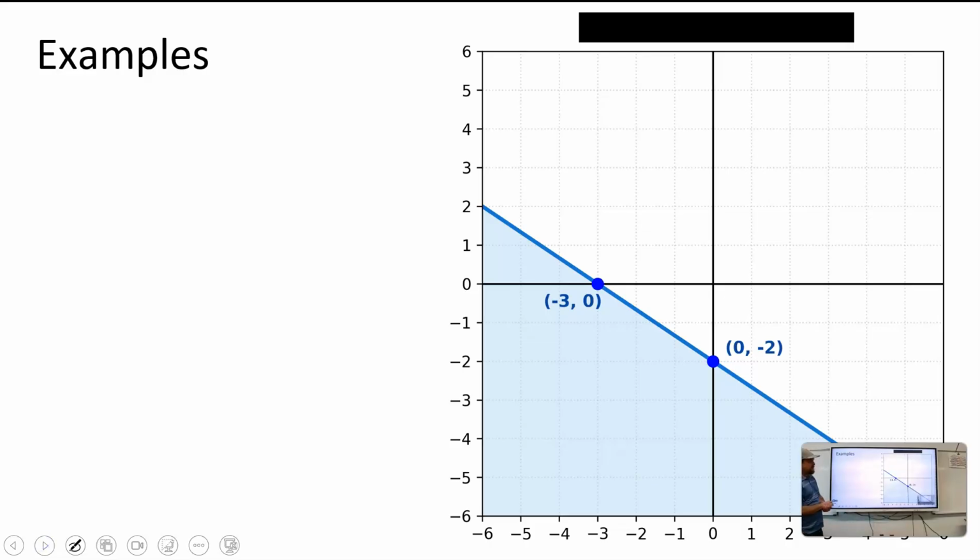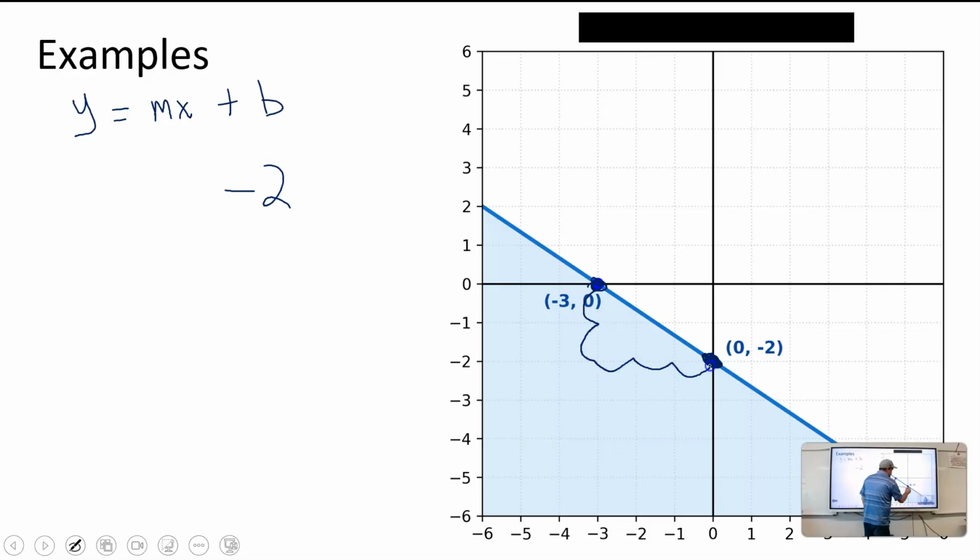Okay, let's try another one. All right, looks like our y-intercept is right here at -2. Then our slope. I always work left to right, so I'm going to go from this point to this point. And I'm going to go down 2 and right 1, 2, 3. So I have a slope of -2/3. So I have -2/3 x minus 2.